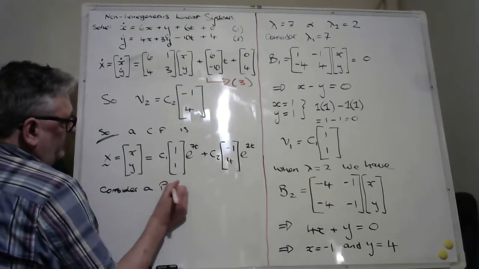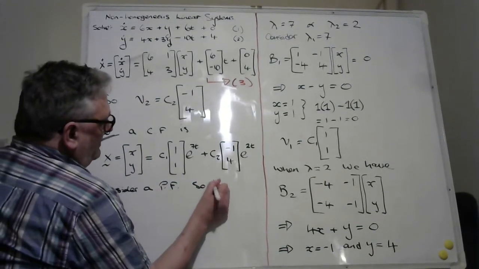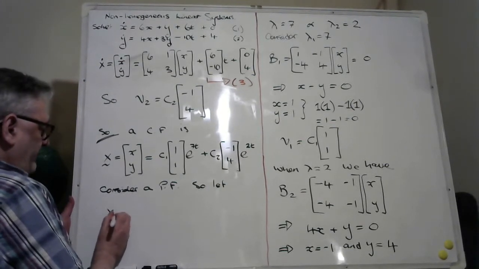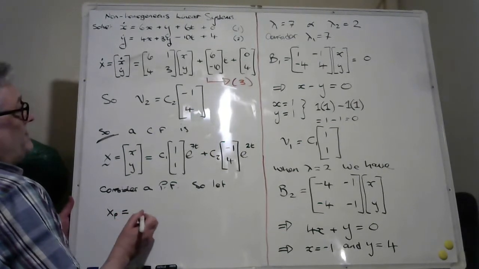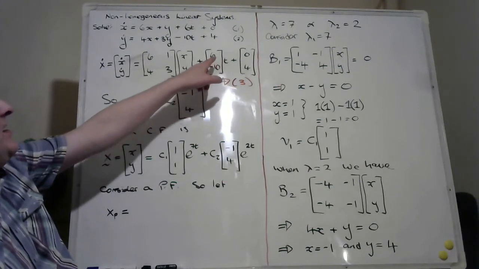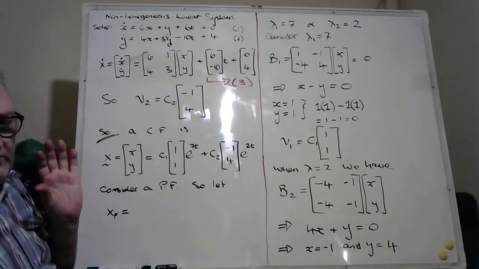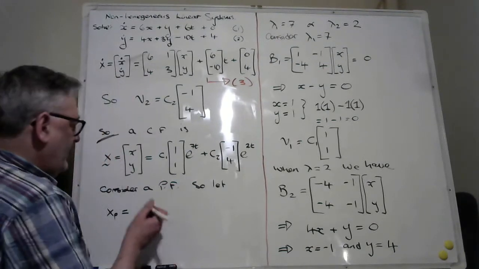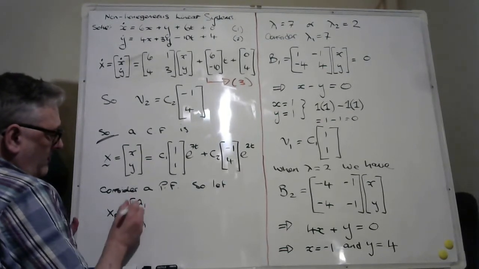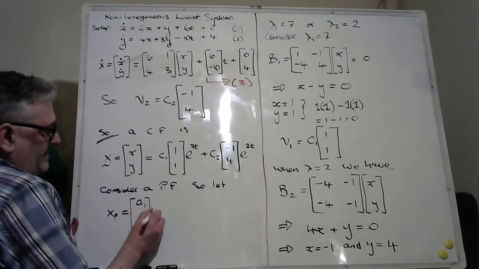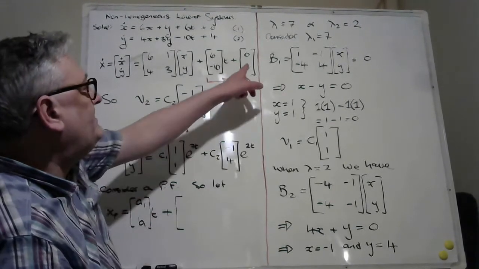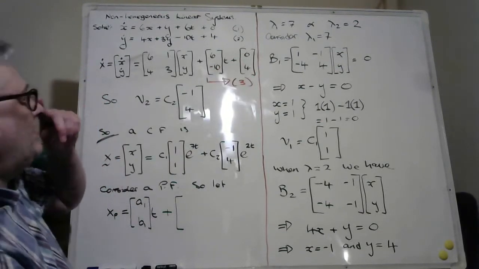Now, we're not finished because we now have to consider a particular function. So let the particular function xp be equal to, well, we know that's 6t and that's minus 10t, but we don't know what the actual entries of the particular function will be. So we'll just call that A1 and B1 times t plus, and we don't know what the constant in the end is going to be for the actual solution.